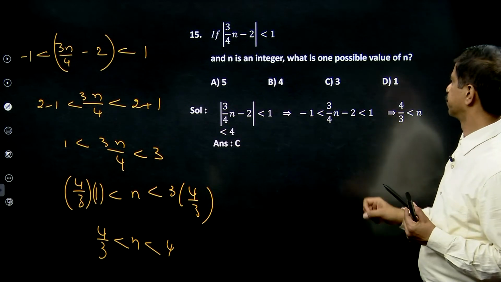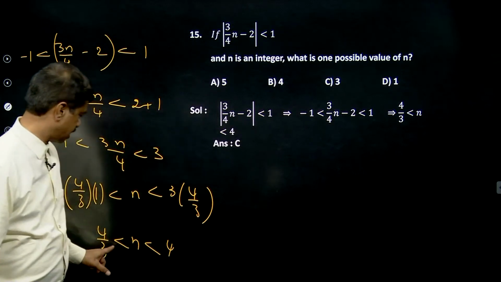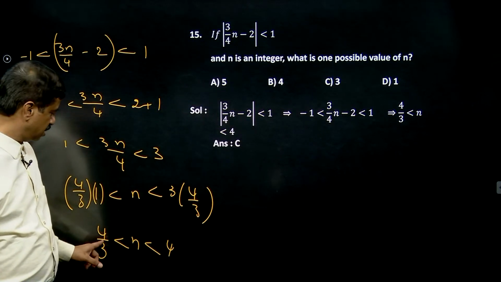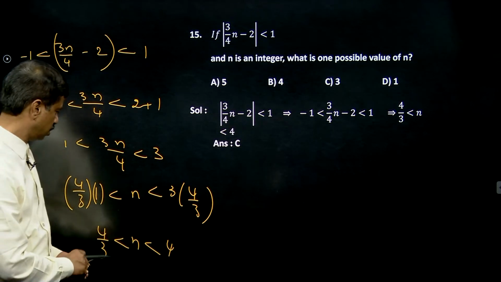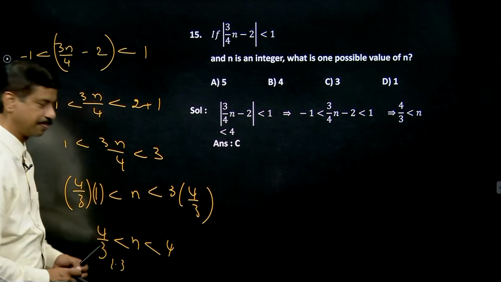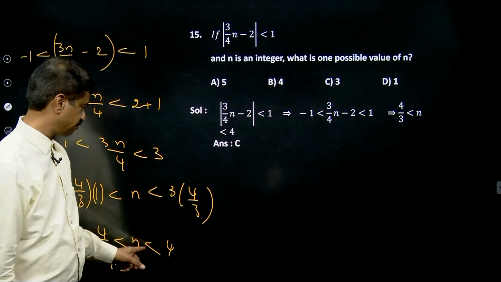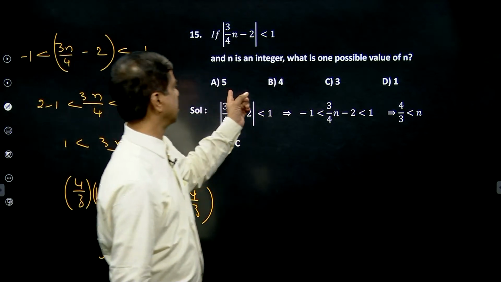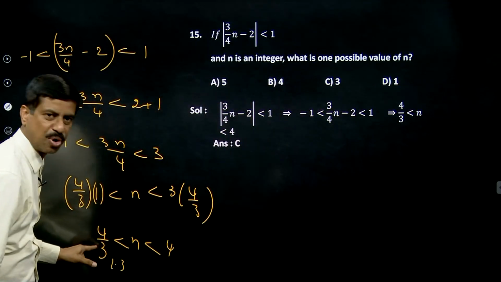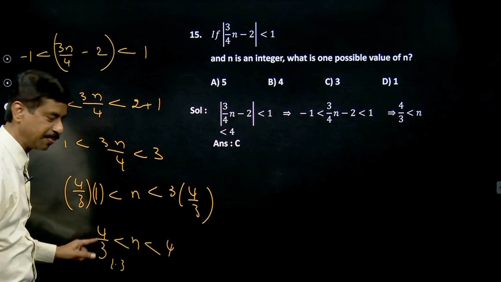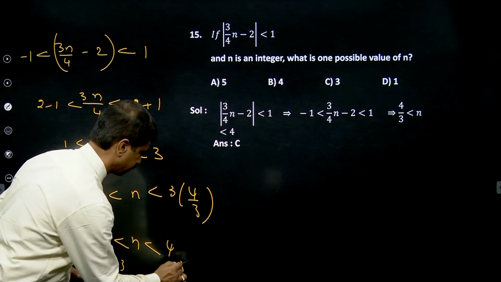Greater than 1. n is greater than 4 by 3, which means you will have 2, you will have 3, but less than 4. So 1 point something, n is greater than 1 point something means it could be 2, and less than 4 means 3. Children, are you following? n is greater than 1.33, so it should be either 2, but less than 4 means 3, so n should be either 2 or 3.